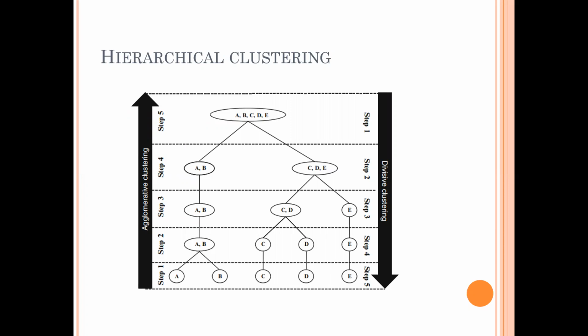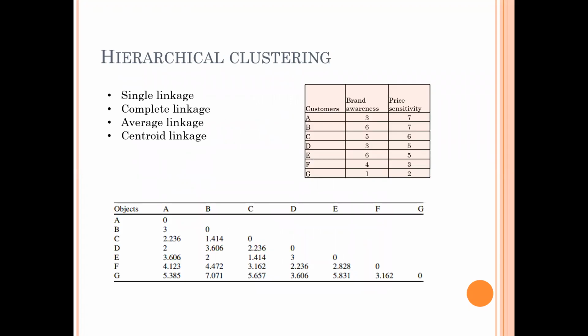So if I have to do that, then I have to have a mechanism to measure how distant two groups are from each other. We measure it based on these three or four terms basically: single linkage, complete linkage, average linkage, and centroid linkage. Let's talk about what these things are.